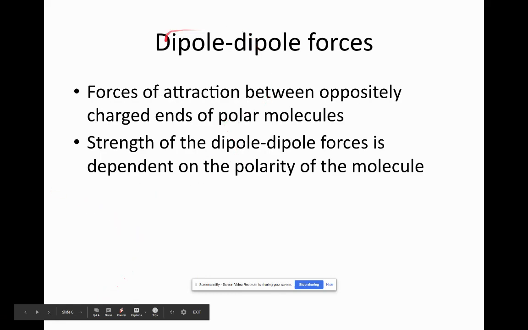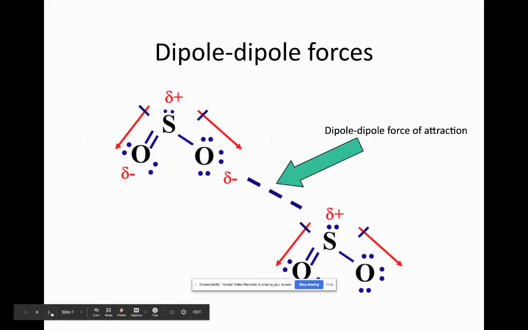So let's talk first about dipole-dipole forces. In order to have a dipole-dipole force, you have to have two dipole particles. So think about a polar molecule attracted to another polar molecule. These forces of attraction are going to occur between the oppositely charged ends of the polar molecules. And the strength of the dipole-dipole force is going to depend on the polarity, just how polar the molecule is.